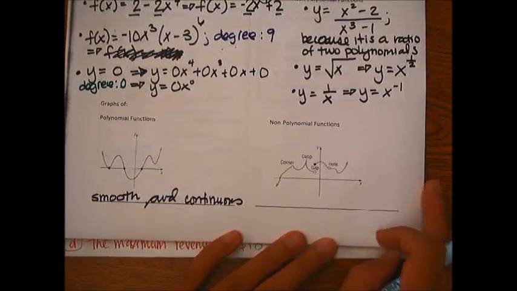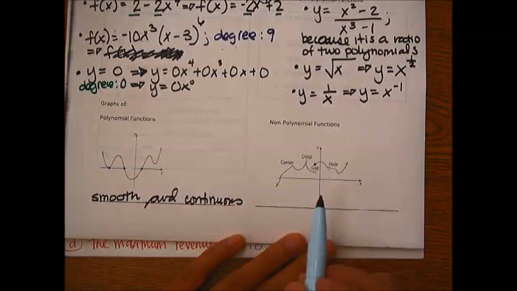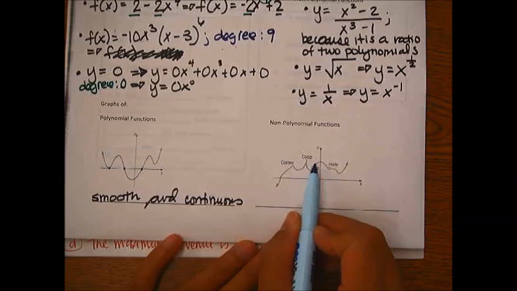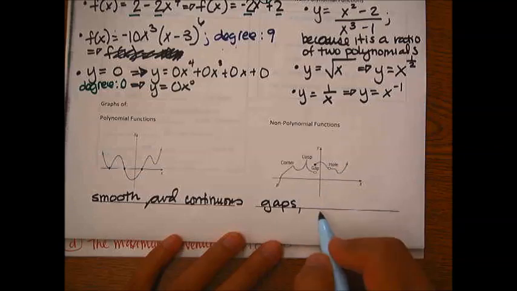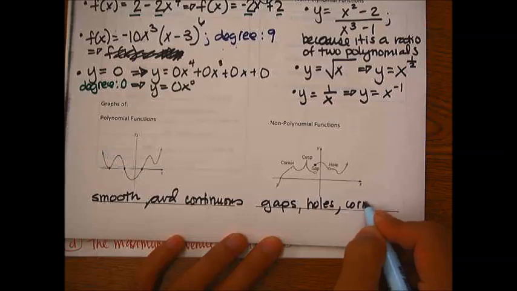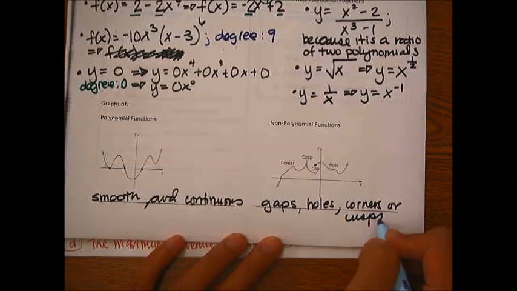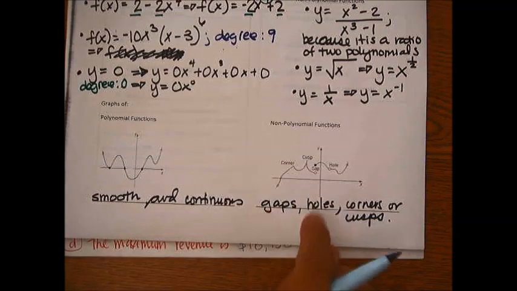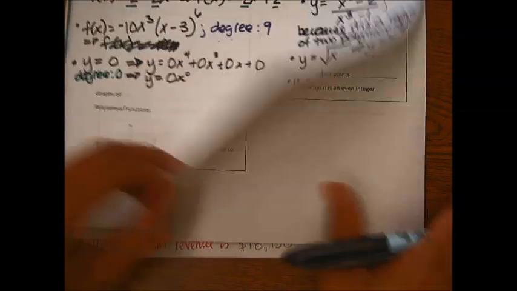Now, if I give you a graph, you can tell me that the function itself is a non-polynomial if it has gaps, if it has holes, if it has corners, or if it has any cusps. So if I have any one of those four, then the graph is no longer a polynomial. Just feel free to hit pause if you need to finish writing, because I'm flipping over.